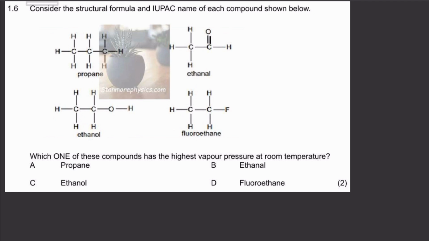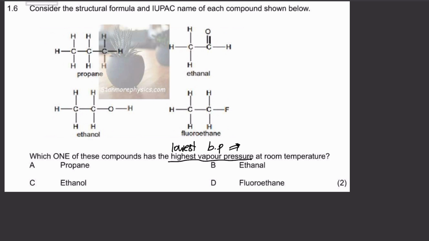Let's look at question 1.6. Consider the structural formula and IUPAC name of each of the compounds shown below. You have propane, ethanol, and fluoroethane. Which one of these compounds has the highest vapor pressure at room temperature? So highest vapor pressure means lowest boiling point. So that means we need to look at the intermolecular forces.